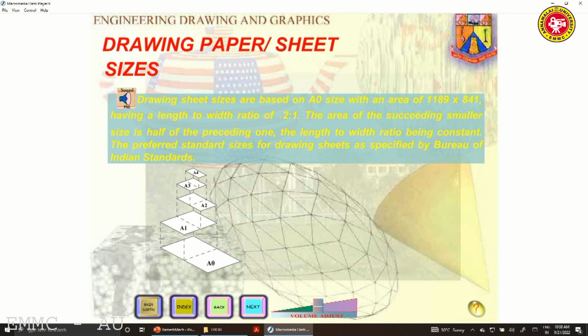Let's see here. This picture shows how the various paper sizes are obtained from other sizes. The first size is A0. After that you bring A1, then A2, then A3, then A4, each by halving. Every paper you put in half brings another size. That is the Indian standard series of sizes.